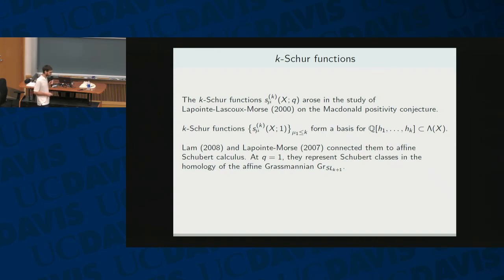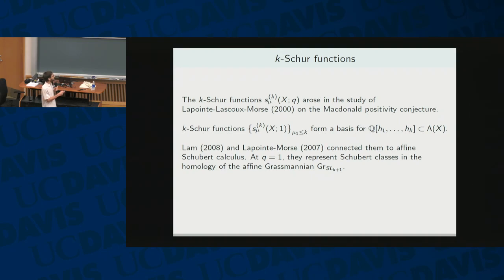Okay, so I want to now tell you a little bit about the story of how these were connected to k-Schur functions, okay, and just a little bit of history of the k-Schur function. So these arose in studies of the Macdonald positivity conjecture by Lapointe, Lascoux, and Morse around 2000. We'll talk a little bit more about Macdonald positivity later.